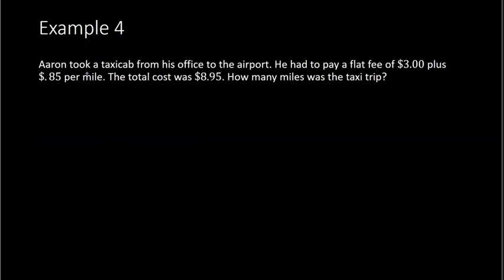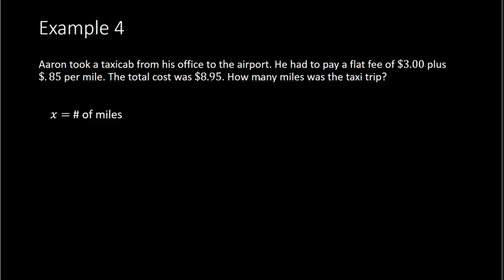Example 4. Aaron took a taxi cab from his office to the airport. He had to pay a flat fee of $3 plus 85 cents per mile. The total cost was $8.95. How many miles was the taxi trip? So I begin by determining what my unknown is. So the unknown here is how many miles. So my variable, x, will be the number of miles.